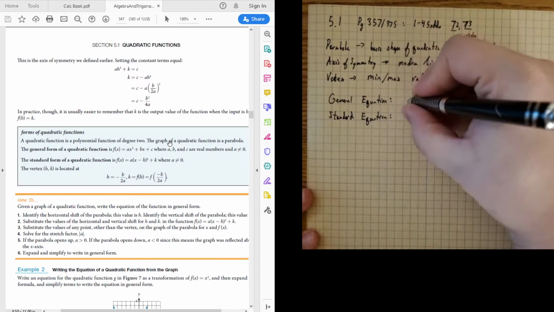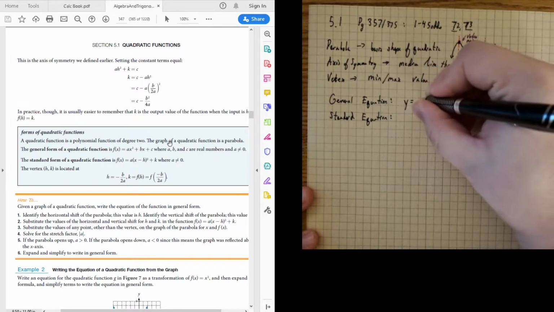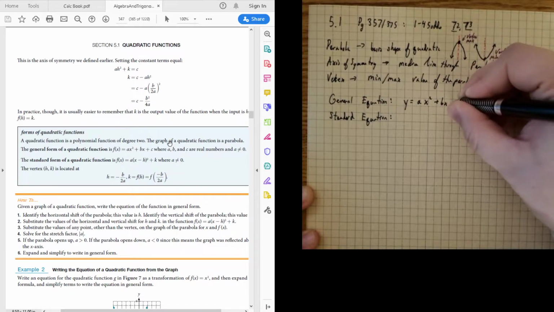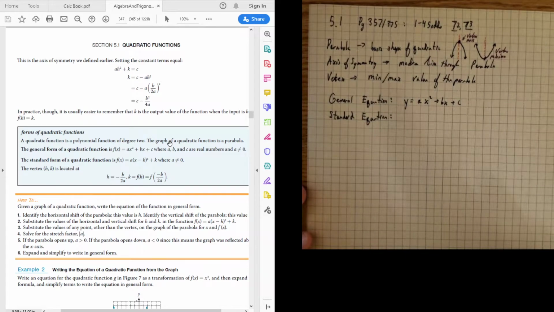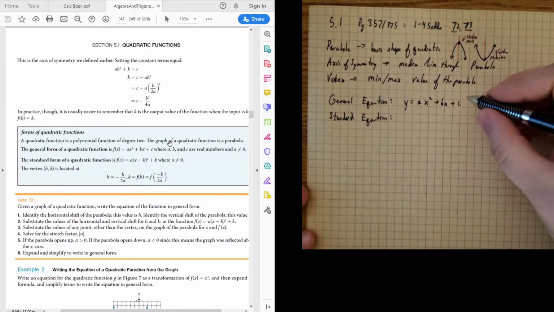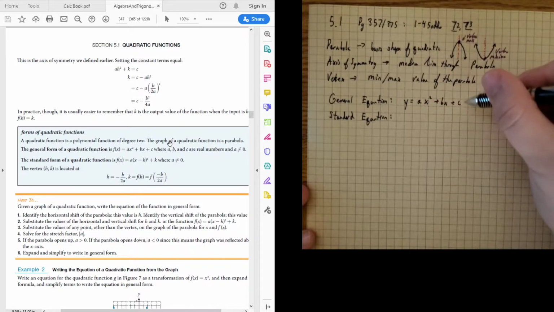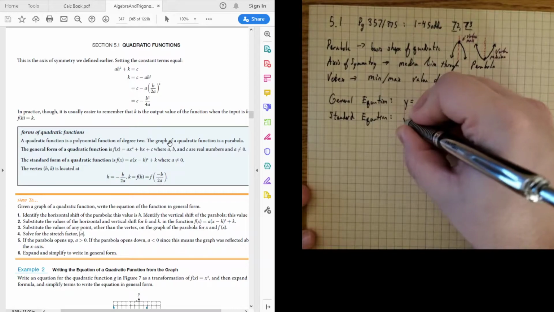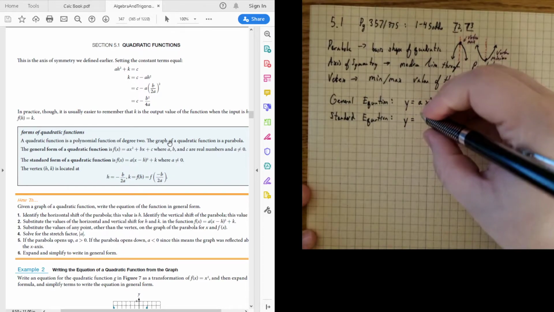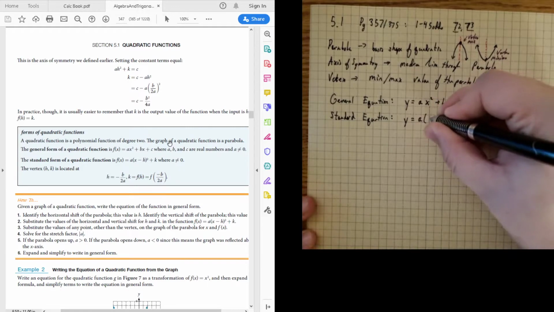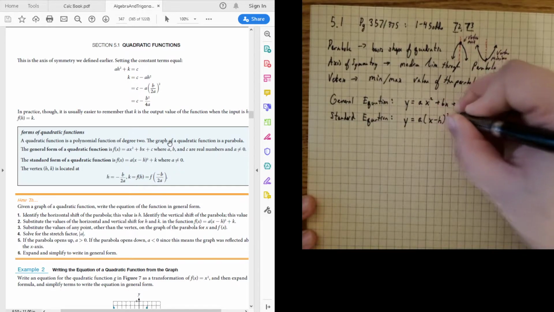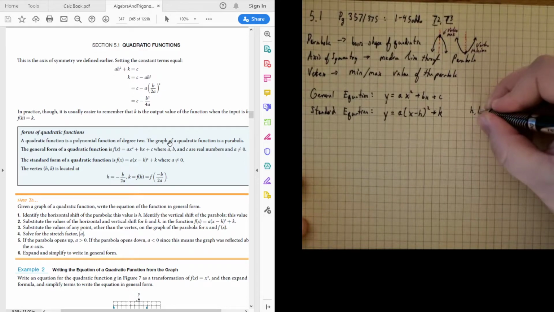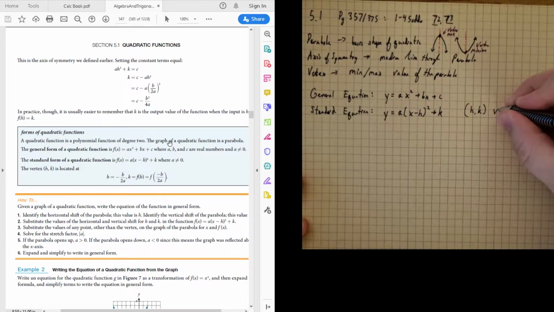So, the general equation, y equals ax squared plus bx plus c. This is the general equation. Notice this is written like a polynomial, like any other term. This is very similar to what you see in a linear function as your standard form in linear. But in a quadratic, standard form contains one other piece. So y equals a(x minus h) squared plus k, where in this case, h and k are the vertex.